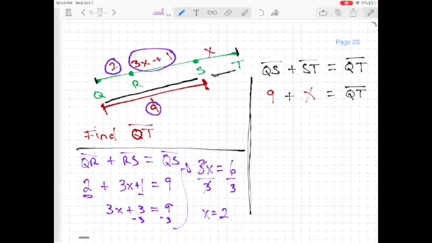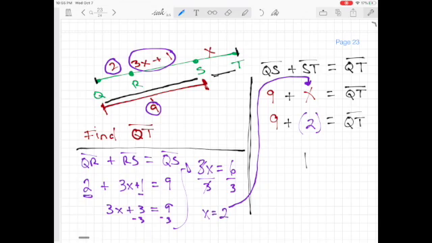So now that I know x equals 2, I'm going to take this and plug it in for x. So instead of x, I'm going to write 2. So 9 plus 2 equals QT. And 9 plus 2 is 11, so 11 equals QT.